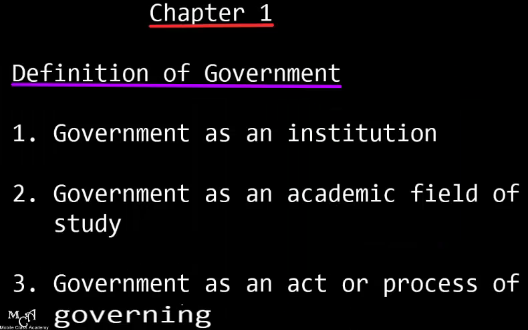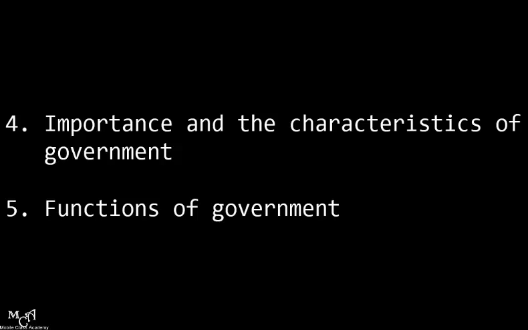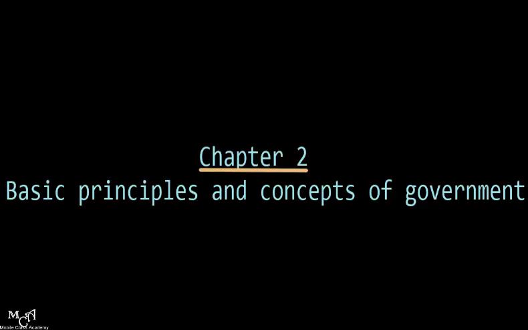Previously in chapter 1, we looked at the definition of government from 3 different perspectives: as an institution, as an academic field of study, and as an act or process of governing. We went further to look at the importance, characteristics, and functions of government. Then in chapter 2, we looked at the basic principles and concepts of government.